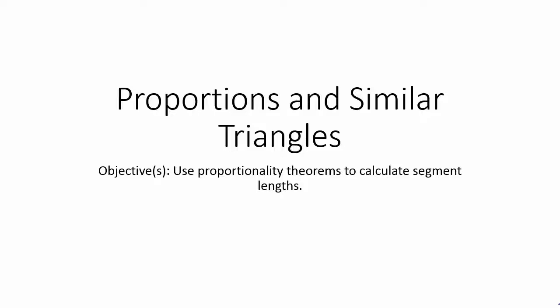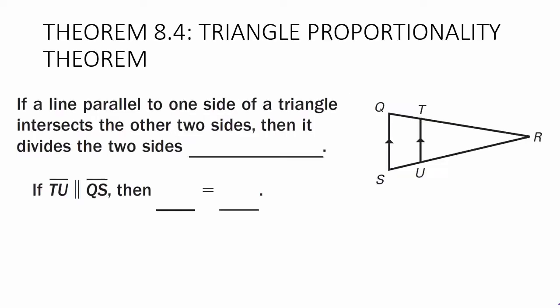Hi everyone. In today's lesson we're looking at Chapter 8, Section 6, Proportions and Similar Triangles. Our objective is to use proportional theorems to calculate segment length. We start with Theorem 8.4, Triangle Proportionality Theorem.